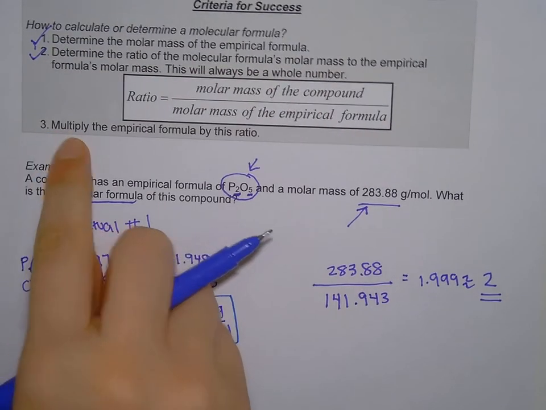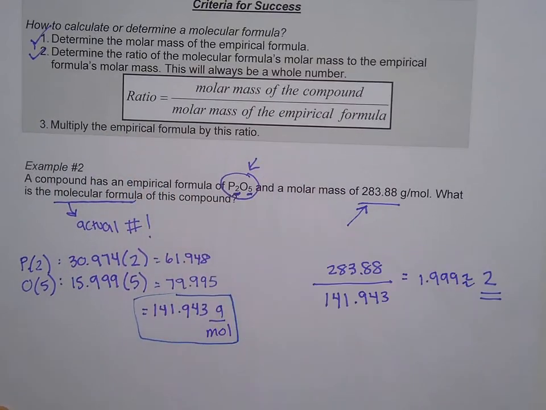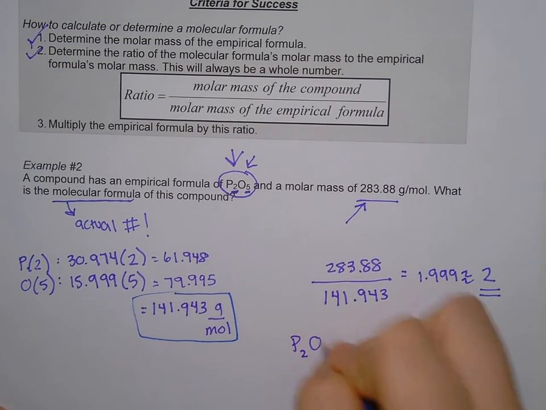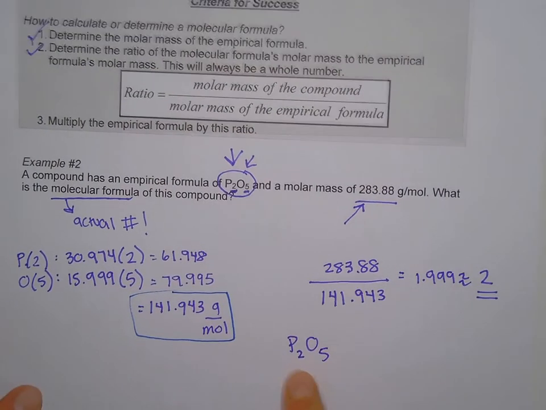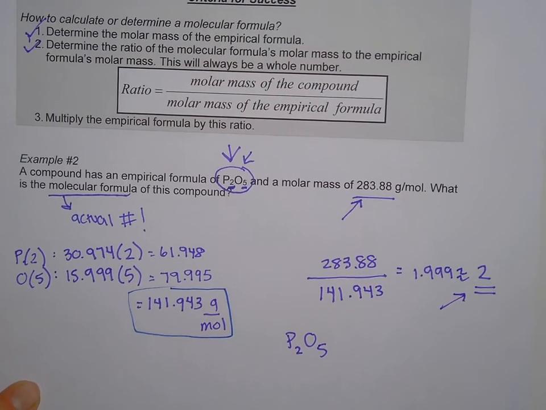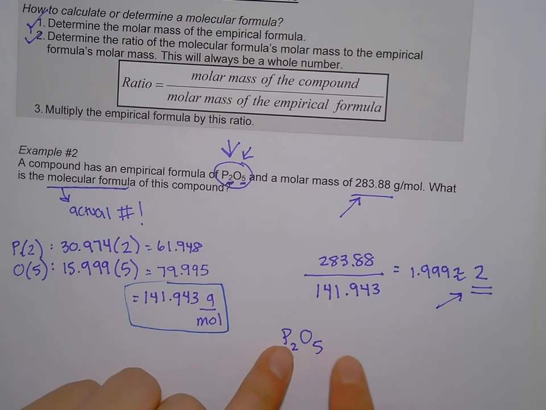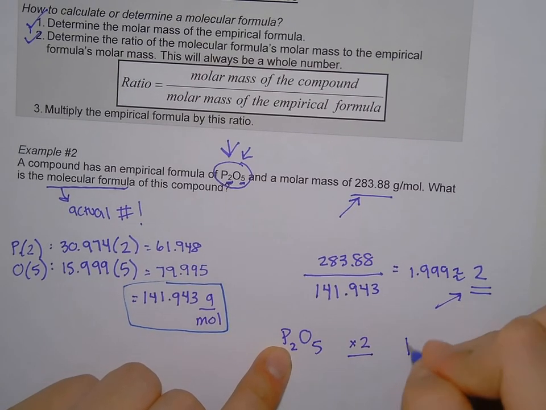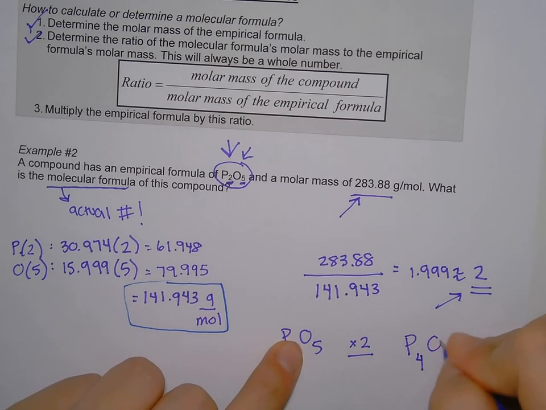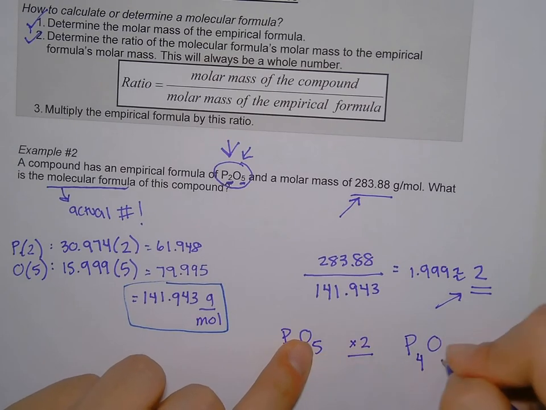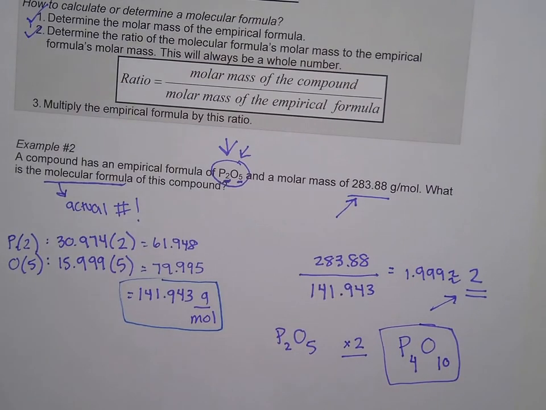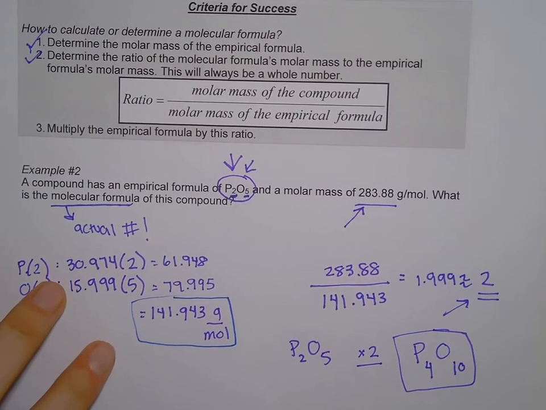Number 3, multiply the empirical formula by this ratio. So my empirical formula again was P2O5. If I multiply this formula by this ratio I found, I have to multiply each single subscript. So if I multiply that by 2, I'm going to have P, 2 times 2 is 4. O, 5 times 2 is 10. And that is my molecular formula. So this is the process that you're going to be doing to find it on your own.